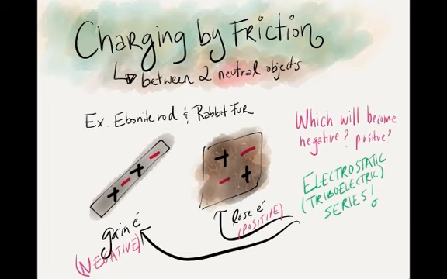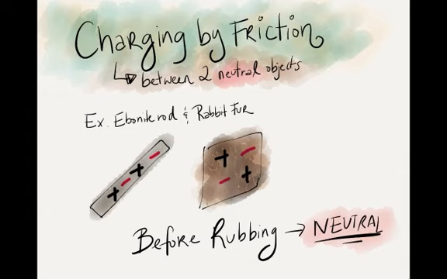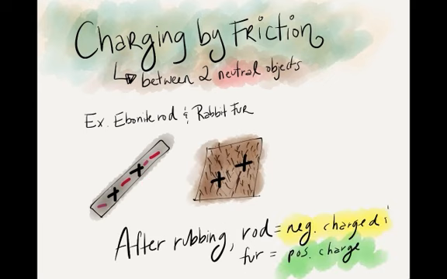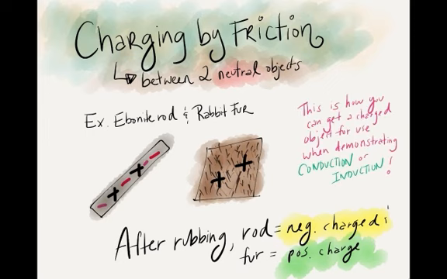Your ebonite rod, since it gains electrons, will become negatively charged after friction, and your rabbit fur will become positively charged because it loses the electrons. Before rubbing, they're both neutral. While they're rubbing, the electrons will transfer from the fur to the ebonite rod. After rubbing, the rod will be negatively charged and the fur will be positively charged, as you can see in the diagrams. This is how you can get a charged object for use when demonstrating conduction or induction.